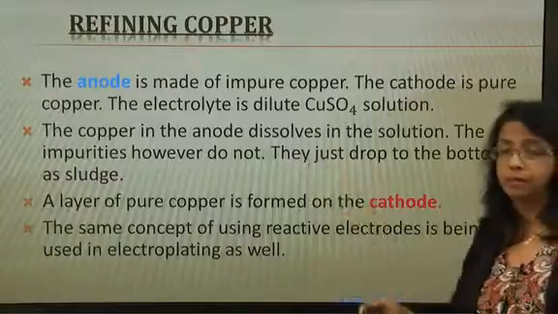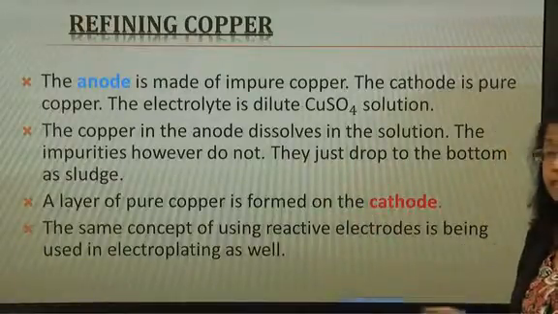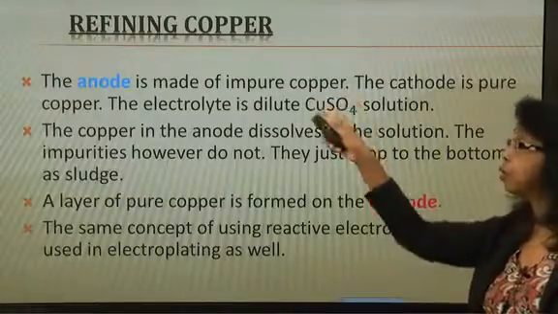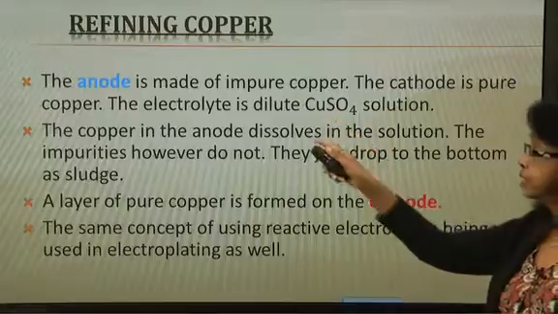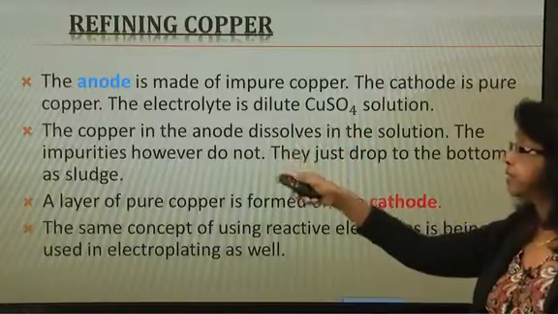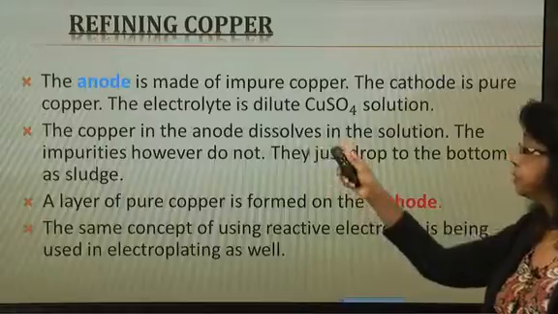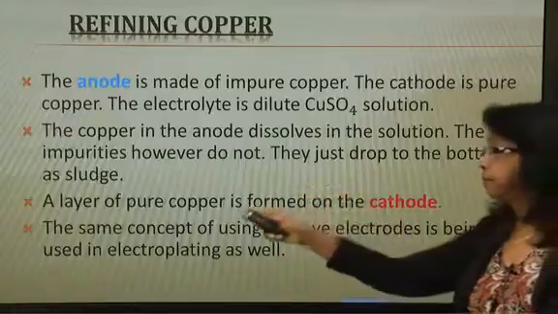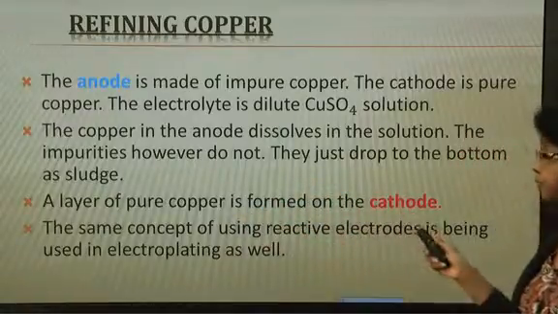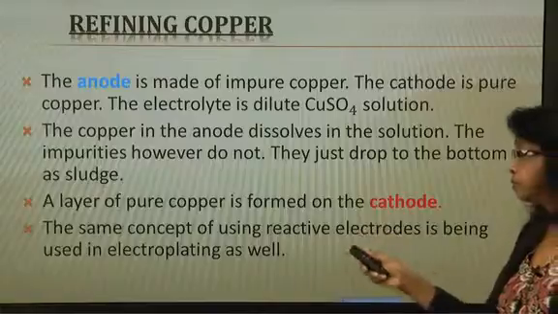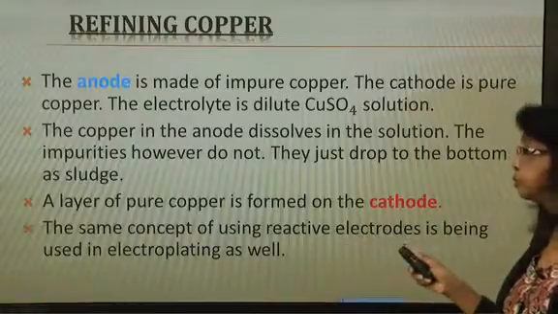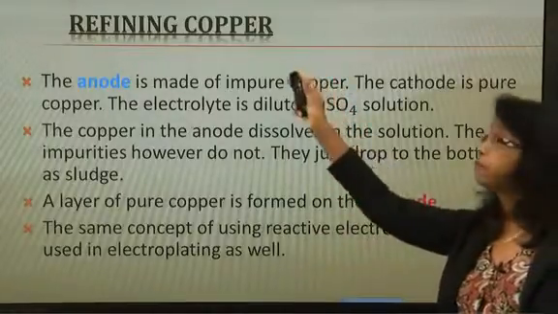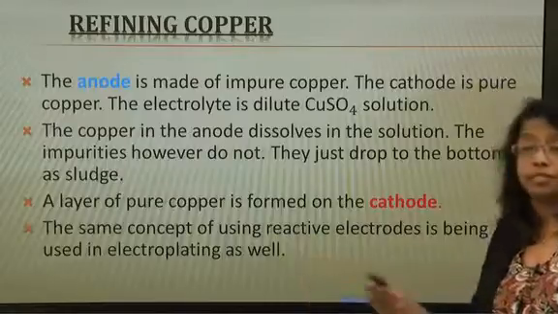It cannot be zinc sulfate, it cannot be magnesium sulfate. It has to be copper 2 sulfate. Of course, it can be copper 2 nitrate, but what's important is the copper ions must be present. Then the copper at the anode, as we have seen in the earlier slide, is going to dissolve in the solution, and the impurities will be deposited at the bottom, and a pure layer of copper is going to be formed at the cathode. The same concept of using reactive electrodes is used in electroplating as well. So we are moving on from refining copper to electroplating, which is the second use.